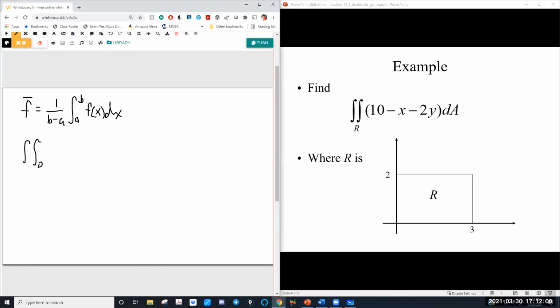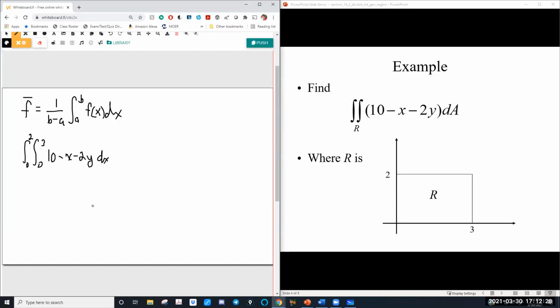We could do the X direction first, 0 to 3 of 10 minus X minus 2Y. Now we're doing X first, so I do dx here. And then we're going to go 0 to 2 in the Y direction. And there's our iterated integral.